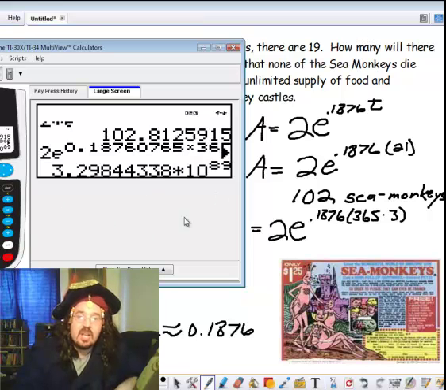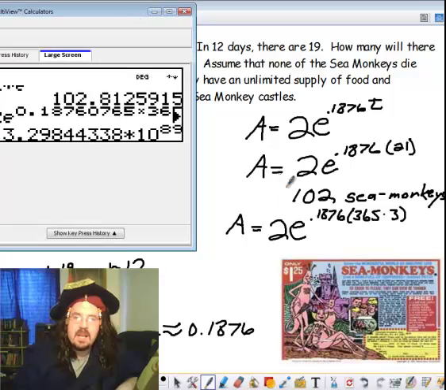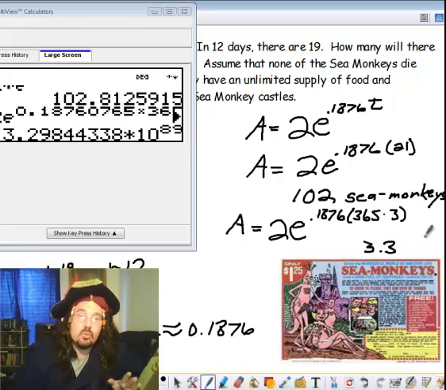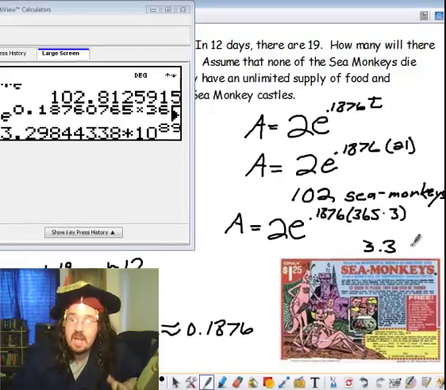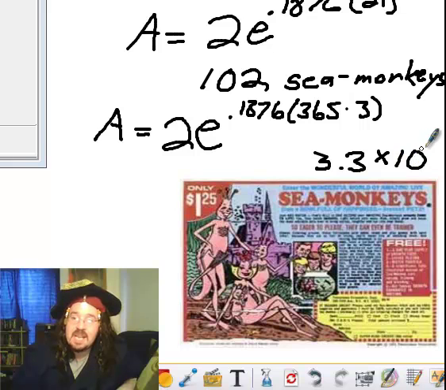And, oh, it's such a large number. It's 3.29 times 10 to the 89. So roughly, the number of sea monkeys you have is 3.3, if you want to round there. That's actually rounding up quite a lot, but that's all right. Times 10 to the 89. So you have 3 sea monkeys times a 10. You've got 89 zeros after the 3. That's a rather large amount of sea monkeys.